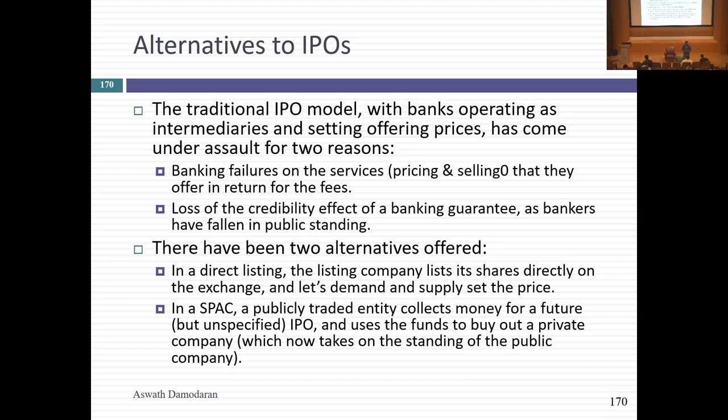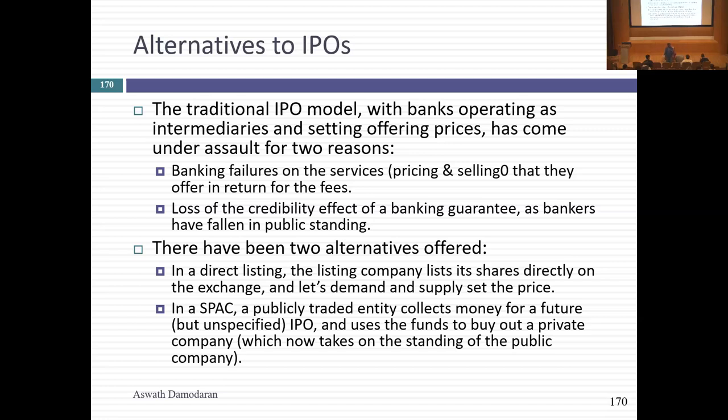But in the last few years, people have started questioning the process. Let's go through the services bankers claim to offer. Okay? First is they help you write the prospectus. ChatGPT could do it for you. Have you ever read prospectuses? They come out of a template. It's almost like the same guy writes every prospectus. They use the same language. So there's no rocket science. You don't need a banker to do it.